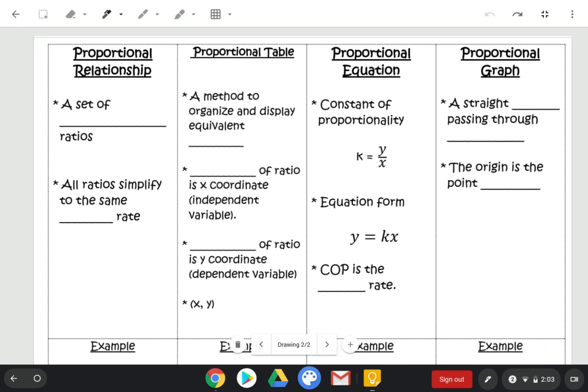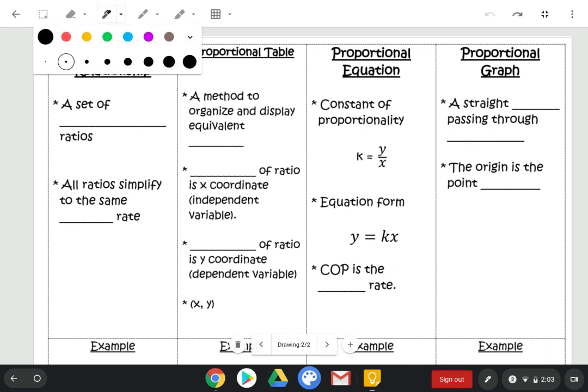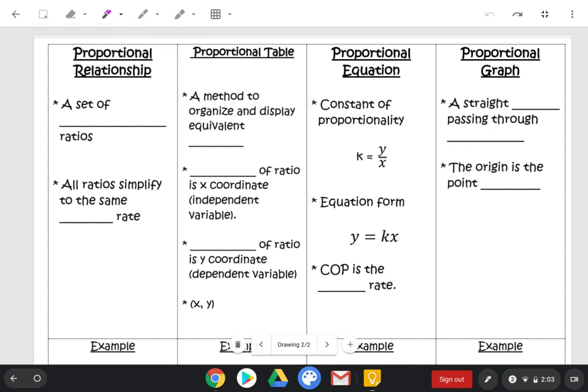So here we go. A proportional relationship. We have been working with proportional relationships, even though maybe you don't know it. All a proportional relationship is, is just a set of equivalent ratios. Okay, and please remember that ratios are just fractions. So don't let the terminology confuse you.